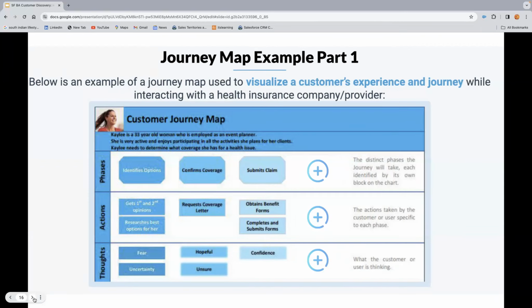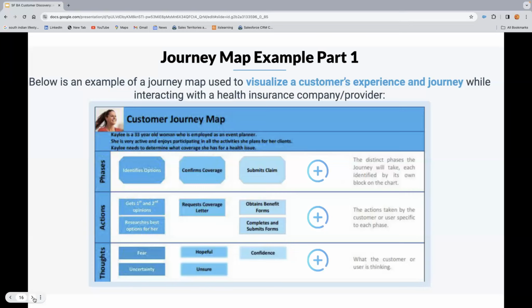We are analyzing the thoughts, actions, and passes. We are identifying the options, confirm coverage, and submit claims. The distinct passes the journey will take, each identified by its own block on the chart: get one and second option, and research the best option for her. Request coverage letter, obtain the benefit forms, and complete and submit forms.